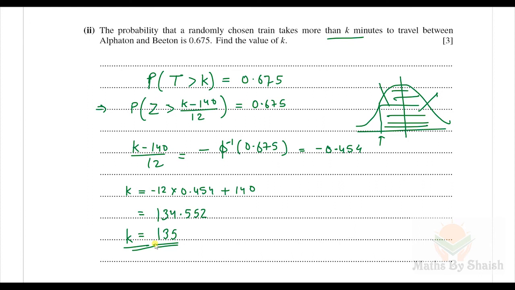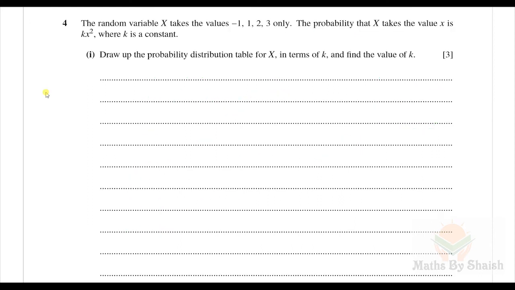I hope it is clear. Let's do the next question. Here is question number 4. The random variable X takes the values minus 1, 1, 2 and 3 only. The probability that X takes value x is kx squared, where k is a constant. So we can write it as the probability of X equal to x is kx squared, where x would be minus 1, 1, 2 or 3, only these 4. The question is to draw up the probability distribution table for X in terms of k and then find the value of k. So let's draw the table.